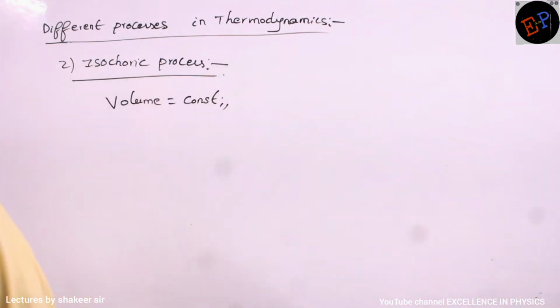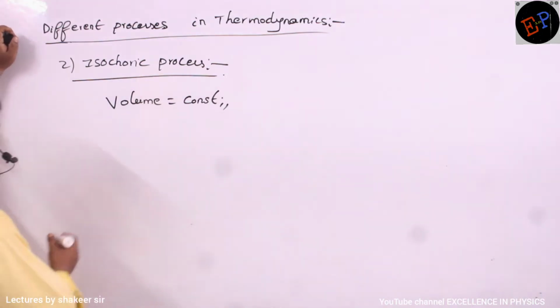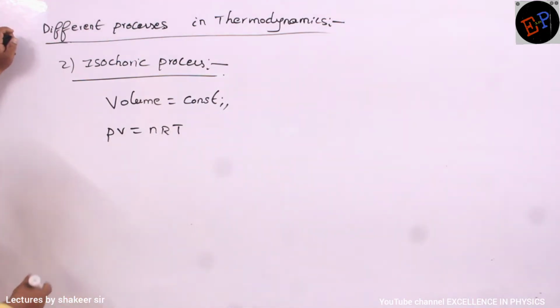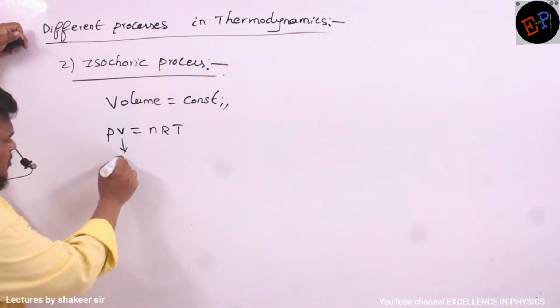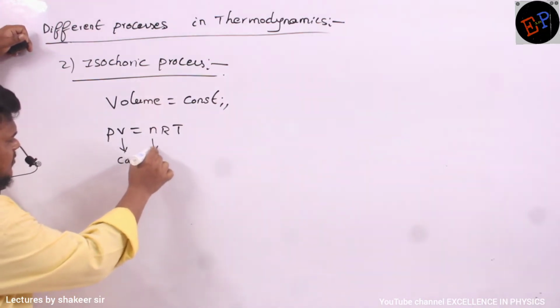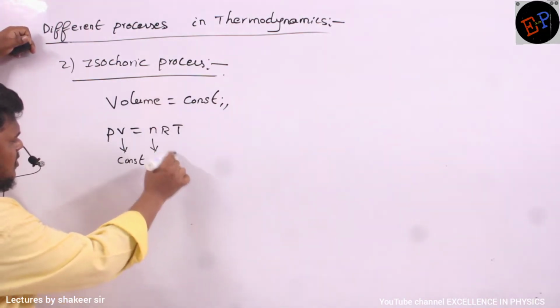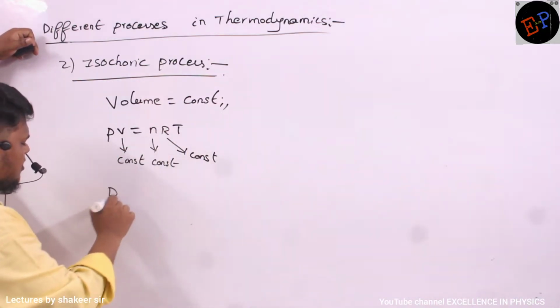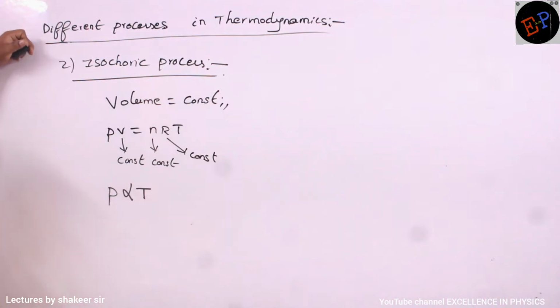What is meant by isochoric process? Volume remains constant. So let us again analyze the ideal gas equation. PV is equal to nRT. What are the terms which are constant and which are not constant? Volume is a constant. Number of moles of gas is a constant. R value is a constant. But pressure and temperature are not constant, but they are directly proportional to each other.